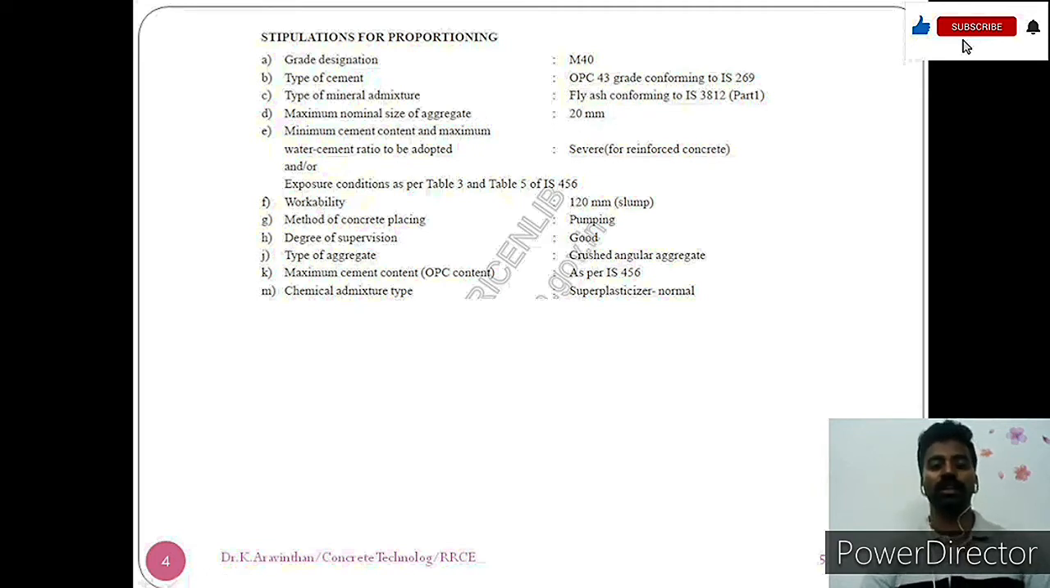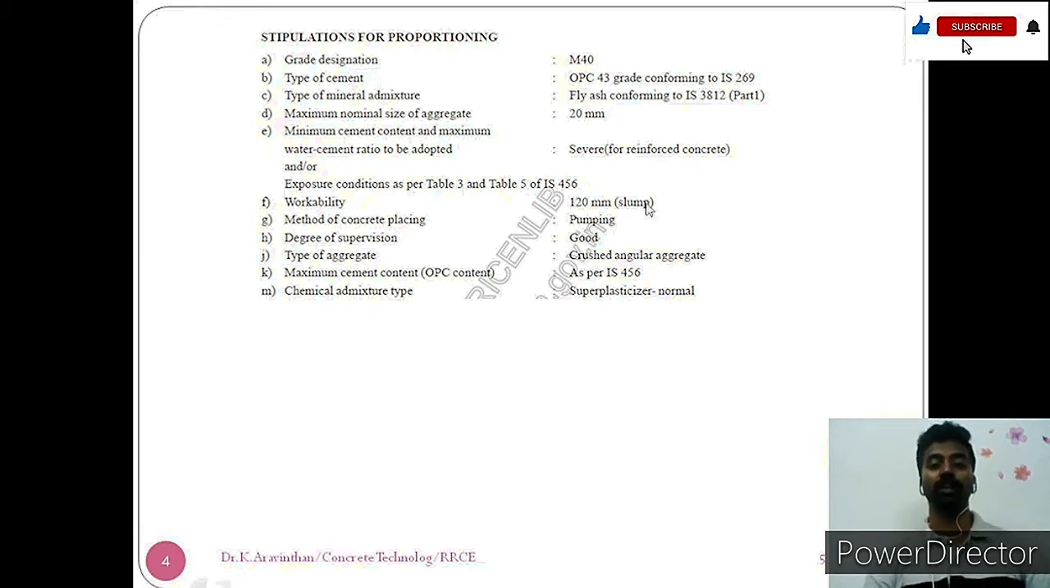And the environmental condition is considered as severe. And also it is noted here that it is for reinforced concrete. So the code gives the severity as well as the concrete type, either plain cement concrete or reinforced concrete. So that is why here it is indicated as reinforced cement concrete.